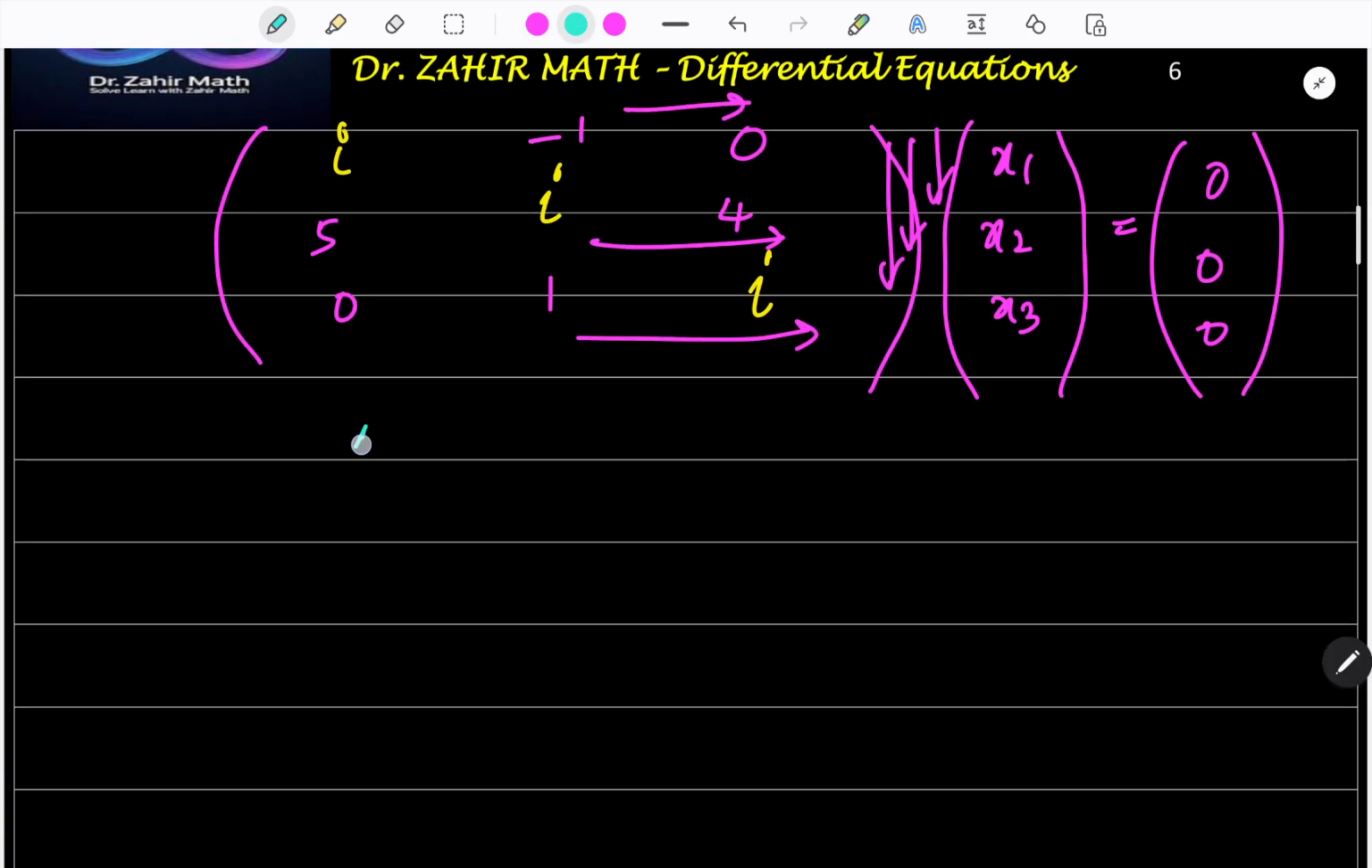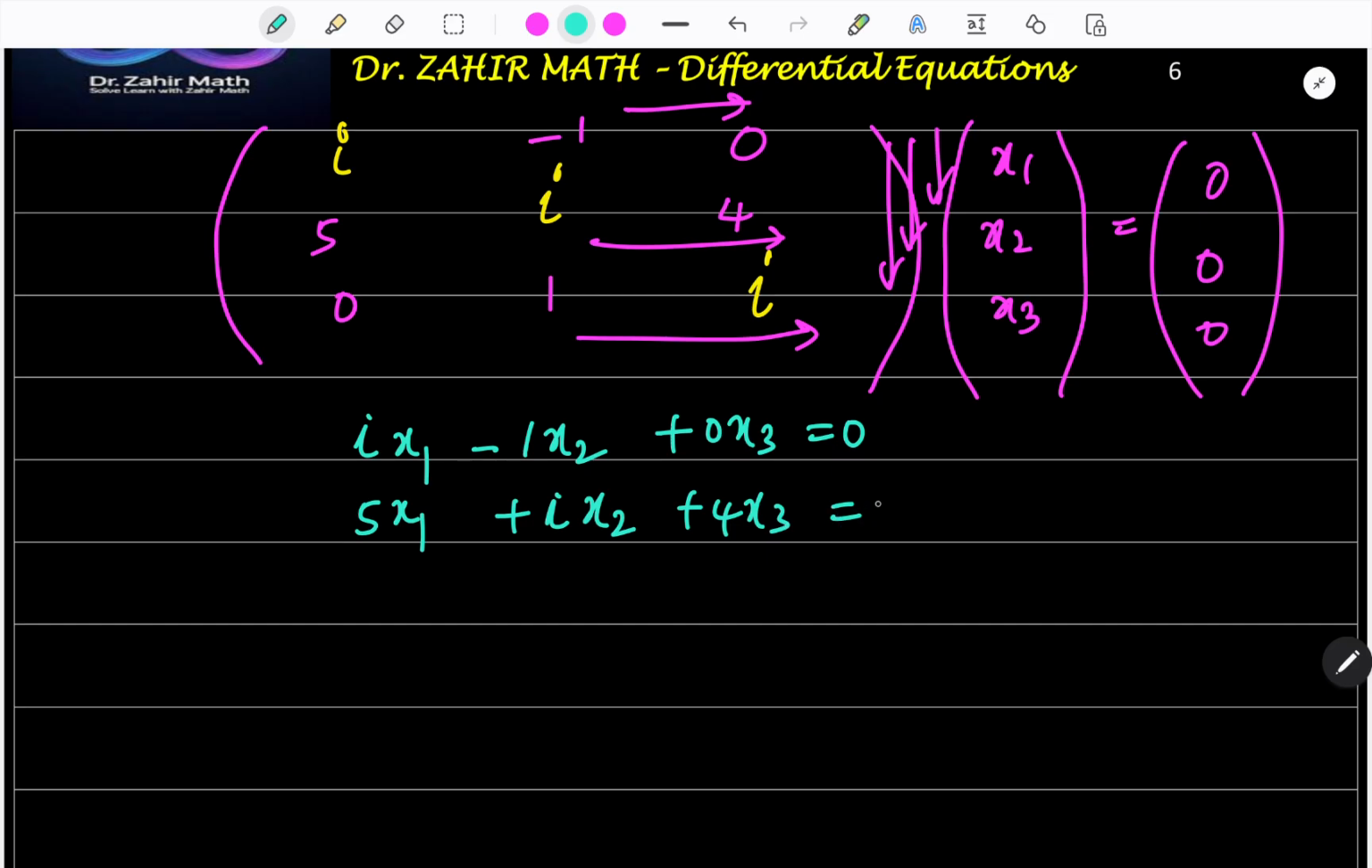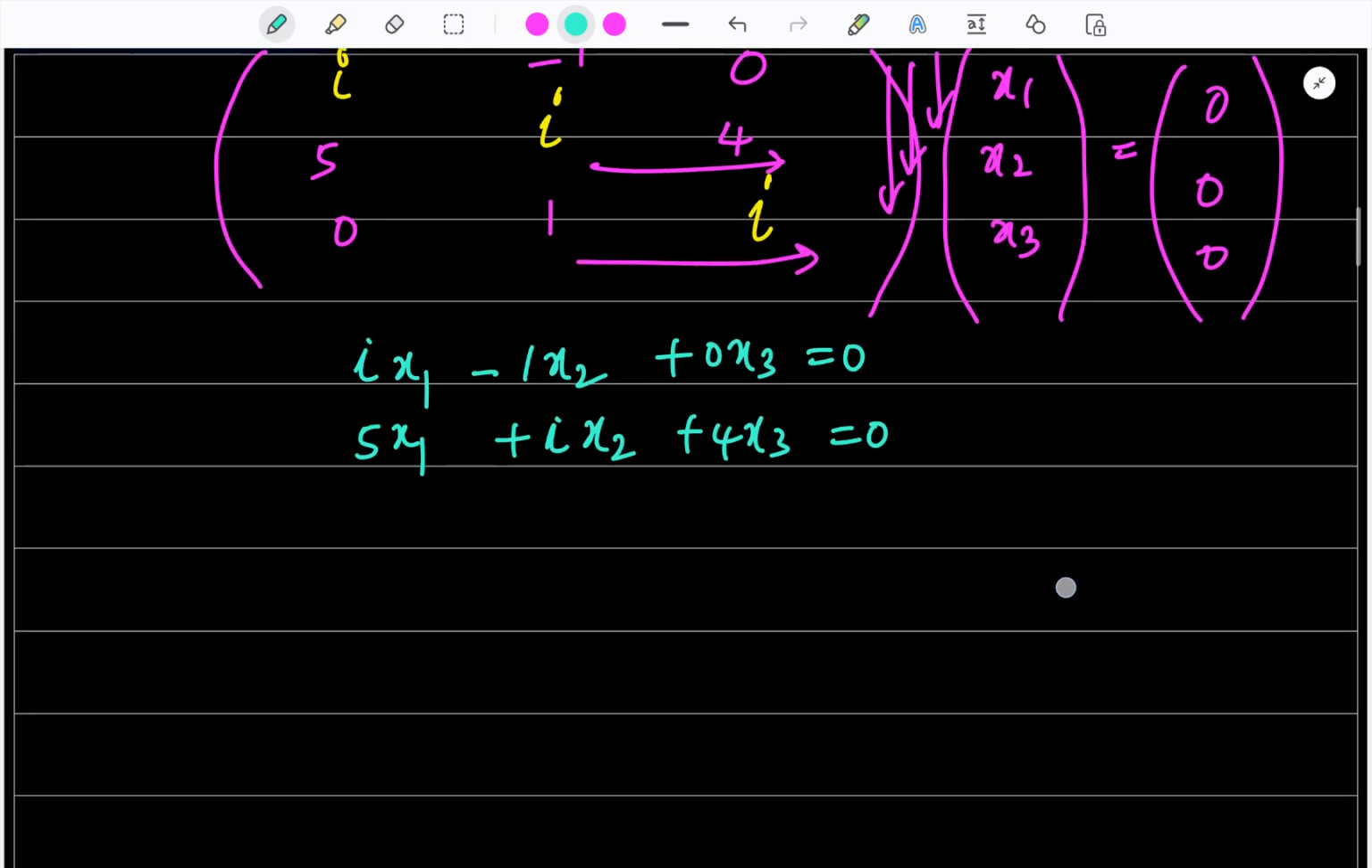So let me start here, right? This is going to become ix1 minus 1x2 plus 0x3 is equal to 0. 5x1 plus ix2 plus 4x3 is equal to 0, right? So again I'll repeat, ix1 minus x2, 0x3. 5x1 plus ix2 plus 4x3 is equal to 0.